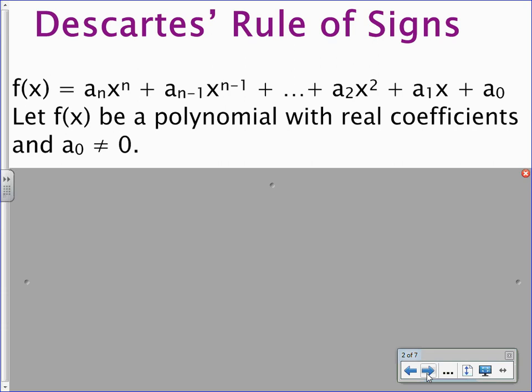So first of all, just write, let f of x be a polynomial. Okay? Don't write this big long polynomial down. All that is saying is we have a polynomial to the nth degree. So f of x is a polynomial where we have a constant term. That says our constant can't be 0.